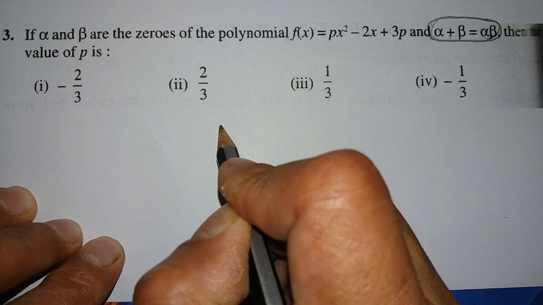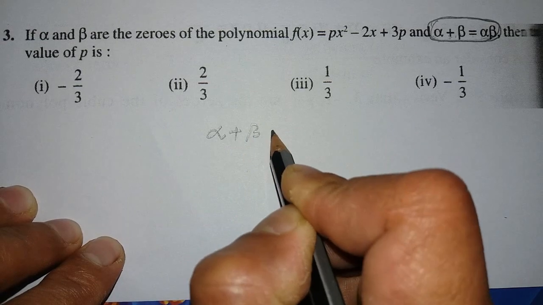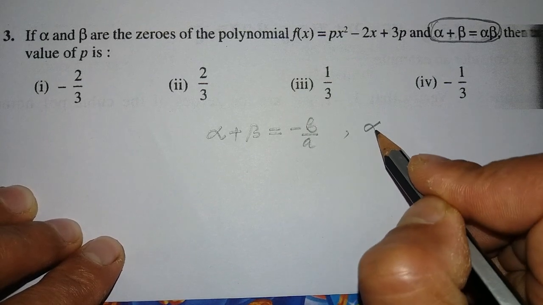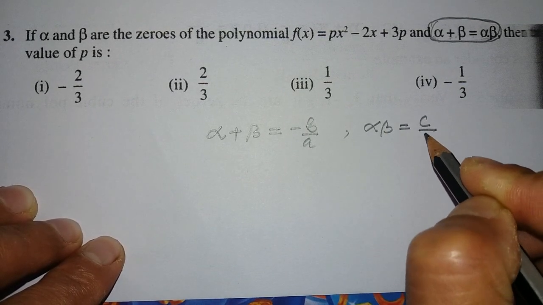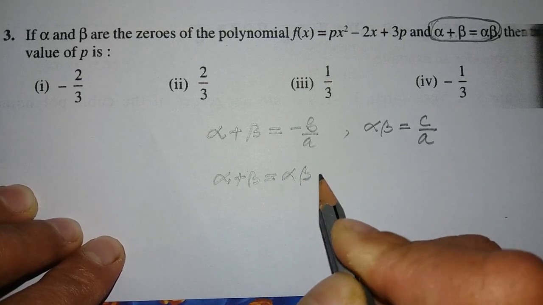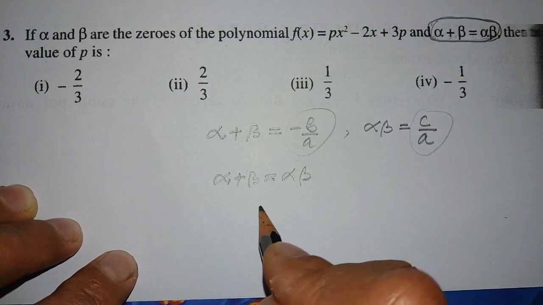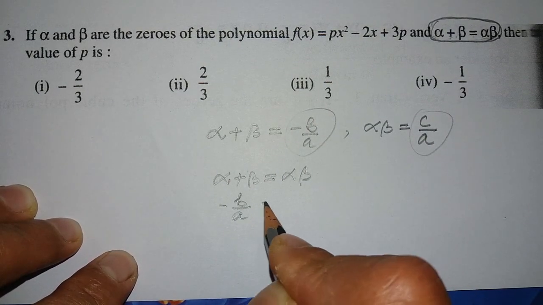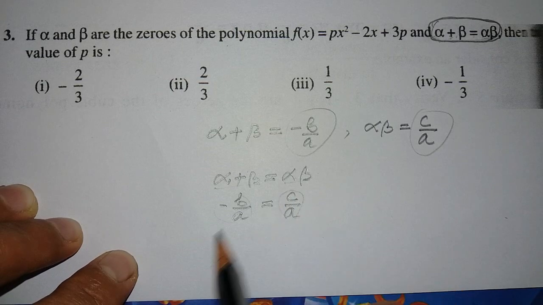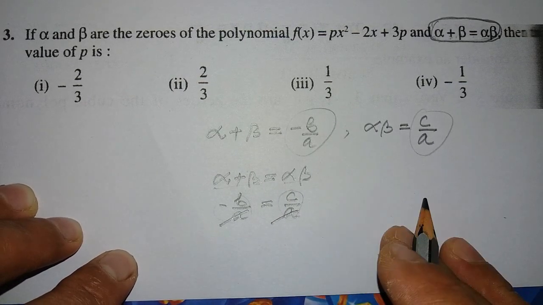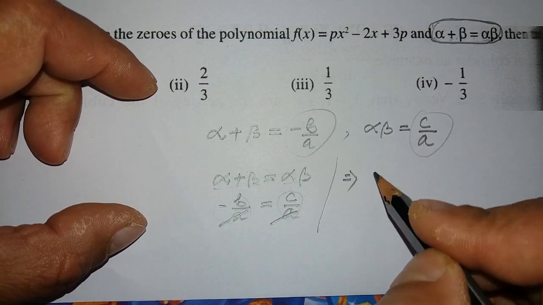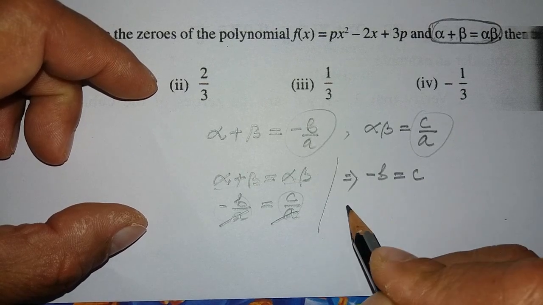We're going to use the same formula. The sum of the zeros, alpha plus beta, is minus b by a, and the product of the zeros, alpha into beta, is c by a. Since the question has given us alpha plus beta is equal to alpha into beta, if we substitute these two values here, minus b by a will be equal to c by a. This is the sum of the zeros, and this is the product of the zeros. Now we cancel out this a. Now what we got here is minus b equal to c.